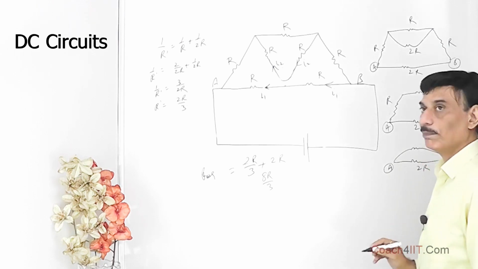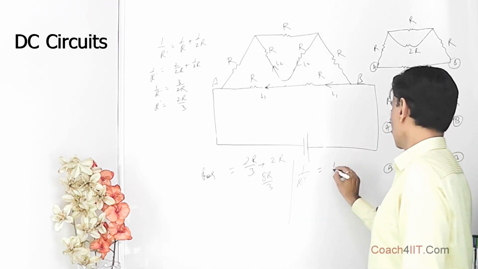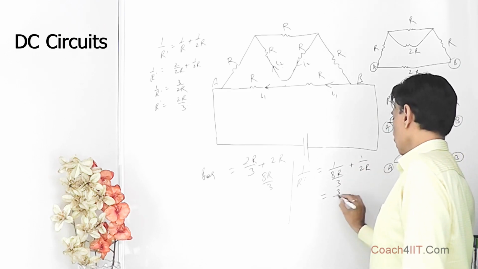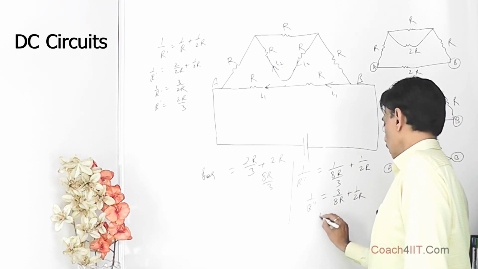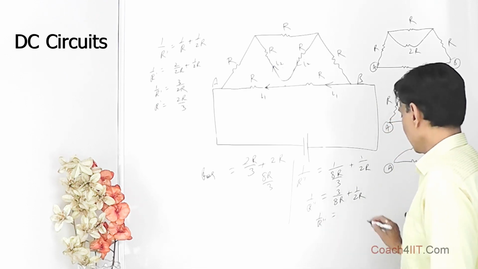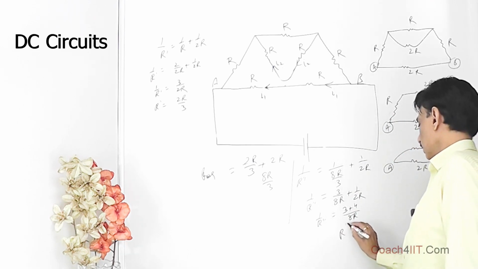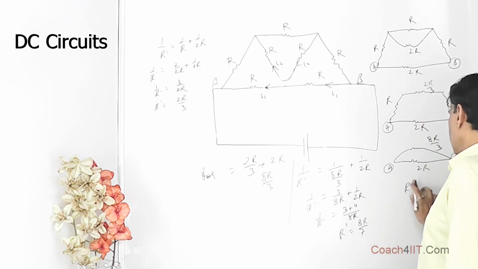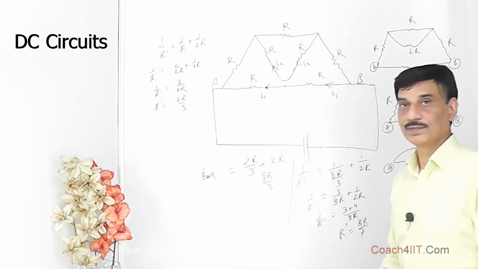Now these two resistors, they are parallel. Once again we can say 1 by R double dash is equal to 1 upon 8R by 3 plus 1 upon 2R, which comes out to 3 upon 8R plus 1 upon 2R. So 1 upon R double dash is equal to 3 plus 4 by 8R. So R double dash, RAB comes out to be 8 by 7R. This is the equivalent resistance between A and B.